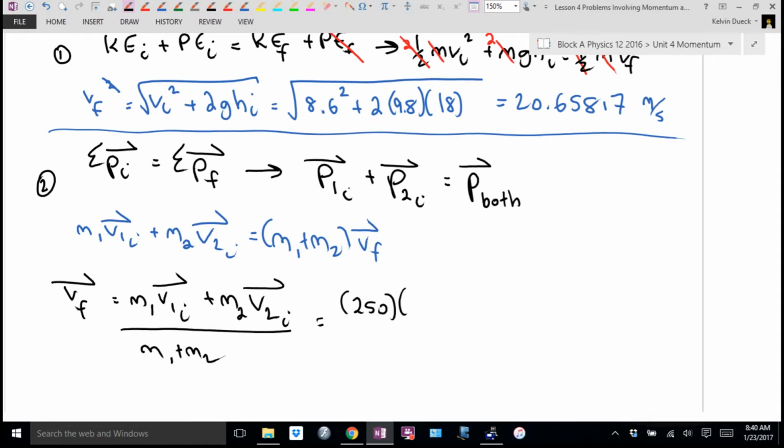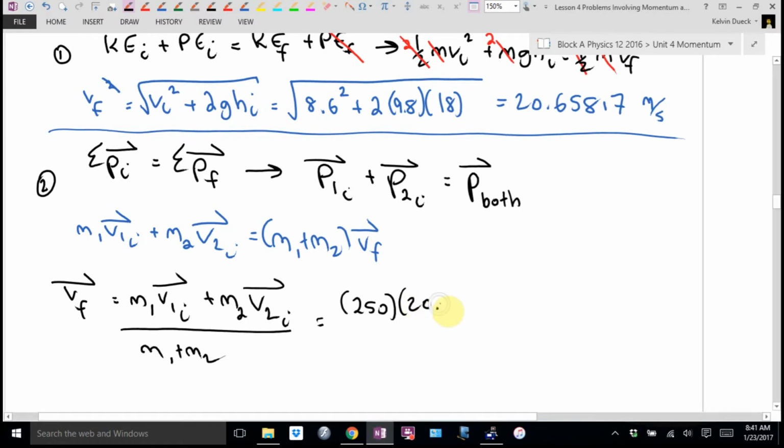Robbie, by far the most common mistake that I see, because you may see this question in the future somewhere, is kids put the 8.6 there. Isn't that the initial velocity? That was at the top of the hill, but that's not the initial velocity in the collision. That's why I had to walk through step 1. I needed to figure out how fast it's going at the bottom of the hill. That's going to be its initial velocity.